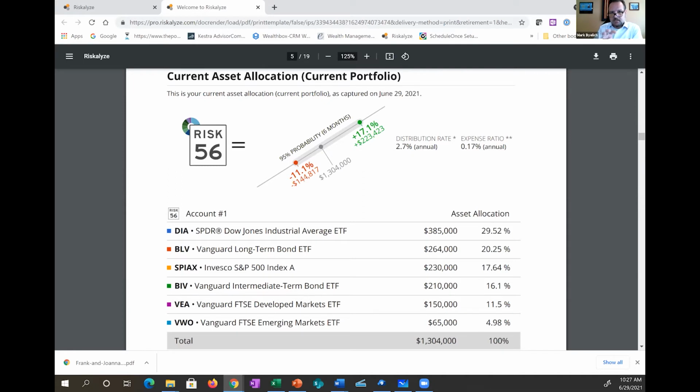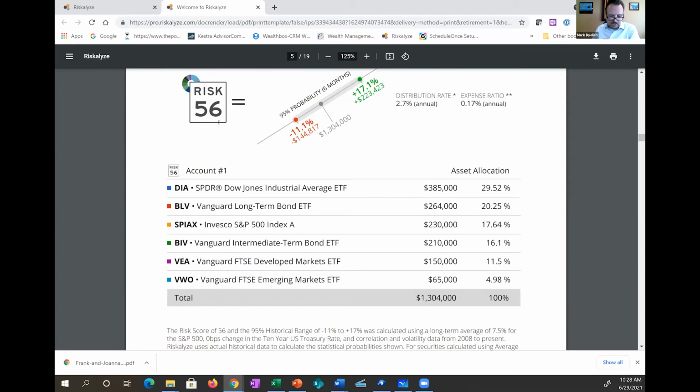This is still a 60-40 portfolio. Again, this is what clients like Frank and Joanna Miller would have coming to us before we make any changes. And these are really simple things. We've got the Dow Jones Industrial Average. We've got some Vanguard exchange traded funds and Invesco exchange traded fund. This is very, very common. So that gives us a 56. So the first adjustment is, they're way over their comfort level.